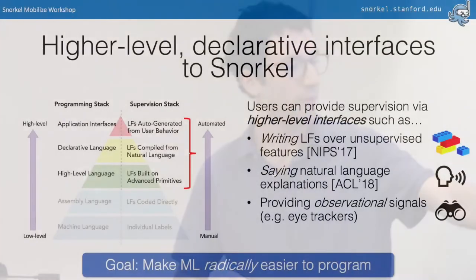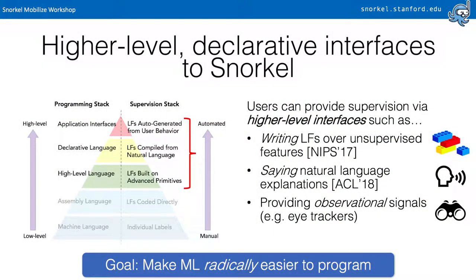We think of it the same way as programming languages, where you go from machine language to assembly to higher level ones to declarative interfaces like SQL, all the way up to graphical user interfaces. We want to try to do the same thing for training data. You can imagine the equivalent to machine language is individual labels, and the next level up is labeling functions. But we want to keep going higher. We've done some prototypes in this area.